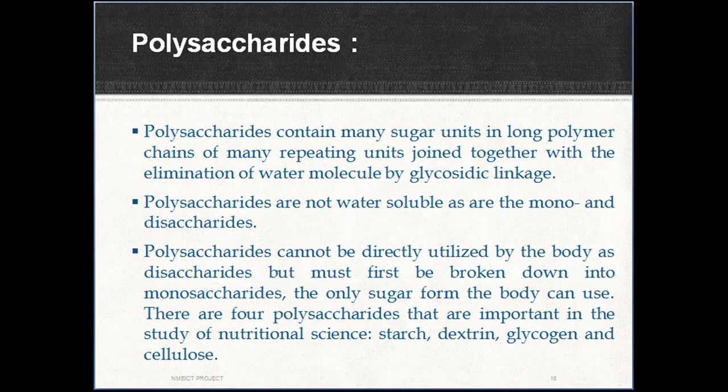Polysaccharides cannot be directly utilized by the body as disaccharides can, but must first be broken down into monosaccharides, the only sugar form the body can use. There are 4 polysaccharides that are important in nutritional science, that is, starch, dextrin, glycogen, and cellulose. We'll see starch in detail.